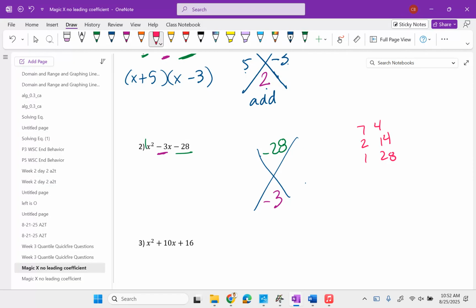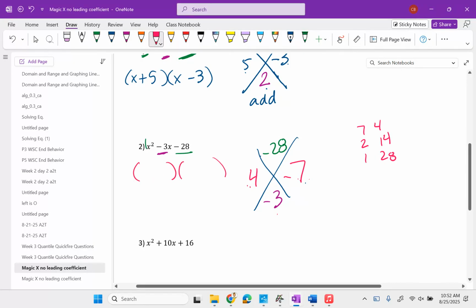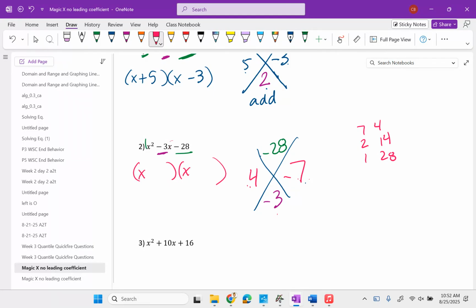So looking at those possibilities, what can I get to add to negative 3? 4 and 7. Which one would I have to make negative to get a negative 3? 7. Good. And I can always check it. 4 times negative 7 is negative 28. 4 plus negative 7 is negative 3. So I know I've got it. It always comes out to be a binomial times a binomial. I'm going to take that variable that's in the middle, put it in front, and go plus 4 minus 7. I could also write it x minus 7, x plus 4.